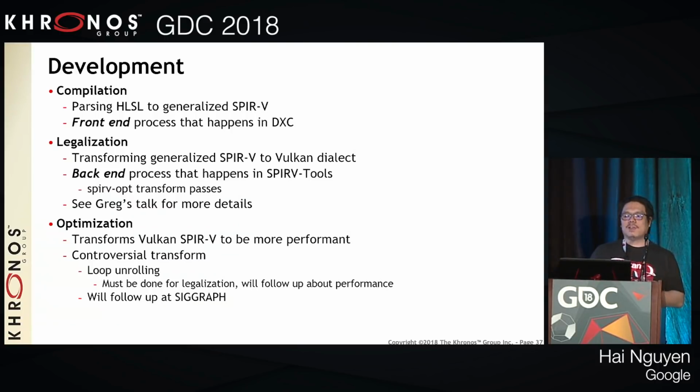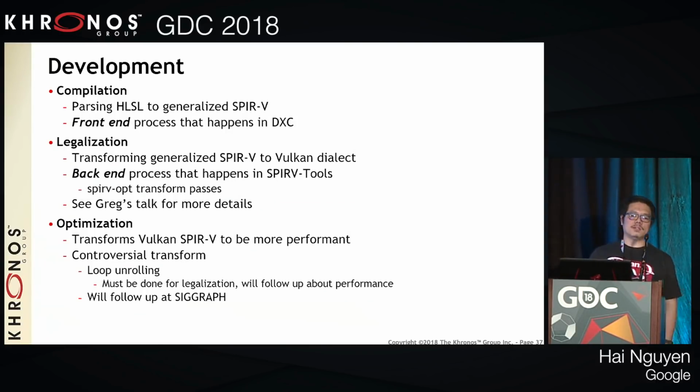So in the development, we broke down how we wanted to achieve getting to the end product, what will look like the 1.0 product for DXC SpearV. We started out by breaking into 3 high-level goals: compilation, legalization, and optimization. Compilation is the parsing of HLSL to the generalized SPIR-V. We call this the front-end process, and it happens within the DXC codebase. Next up is legalization, and it's the transforming of generalized SPIR-V to the Vulkan dialect. We refer to this as the back-end process.